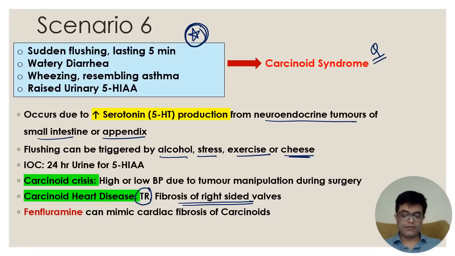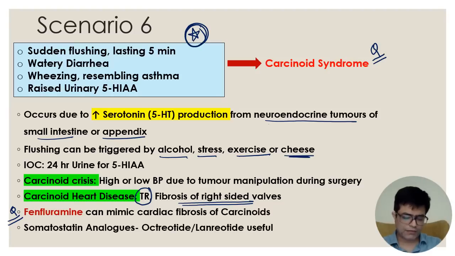And which drug can mimic the cardiac fibrotic action of carcinoid syndrome? It is a drug called fenfluramine. This is your NEET PG one-liner question, can be a one-liner question in your FMGE exam also. And what is the treatment in these patients? You will have to identify the cause and resect that cause. Apart from that, medical therapy will be in the form of somatostatin analogs, octreotide and lanreotide. Both of them have been found to be useful.